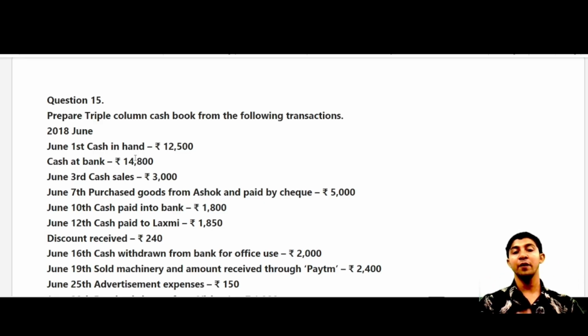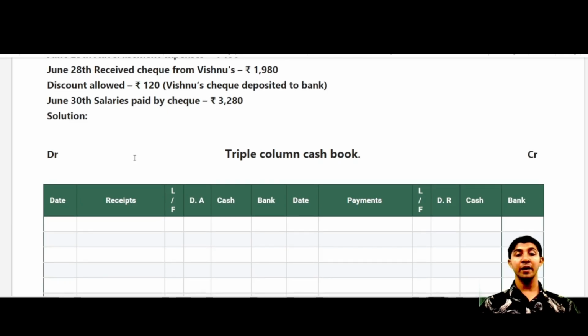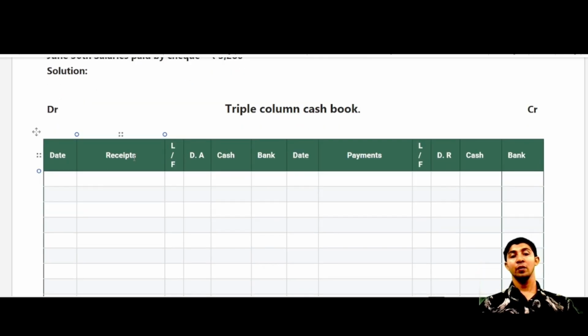So immediately after reading this, we need to draw the format of the cash book, which is divided into two sides. One is debit and the other is credit. In the debit side, we can observe 6 columns: date, receipts, LF, discount allowed, cash, and bank. Similarly, on the credit side, we can observe date, payments, LF, discount received, cash, and bank.